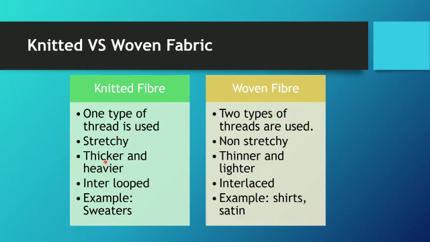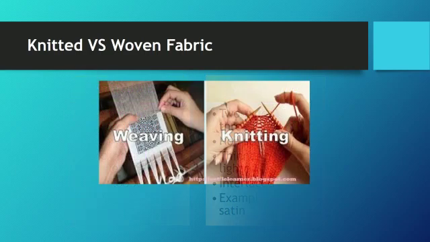Knitted fabric is stretchy, woven fabric is non-stretchy. Knitted fabric is thicker and heavier, woven fabric is thinner and lighter. It is interlooped, that is interlaced. An example of knitted fabric is a sweater; woven fabric is your shirt, satin, dresses, etc. So this is how weaving is done on a handloom, and this is how knitting is done.